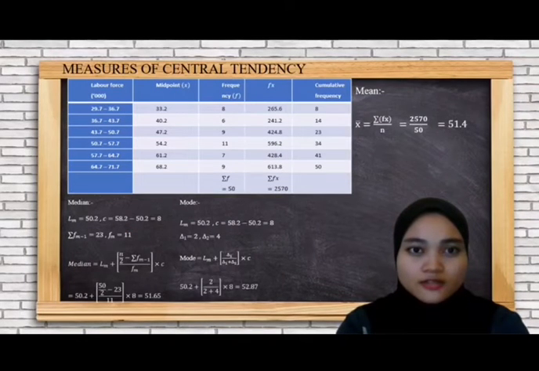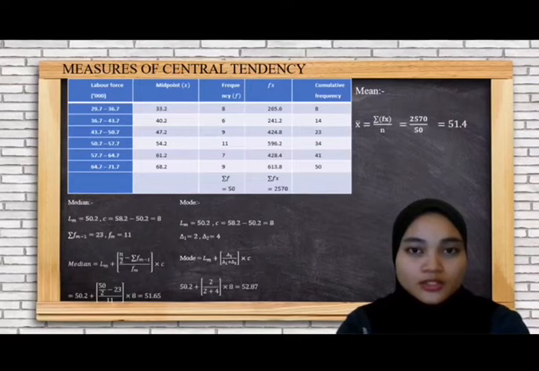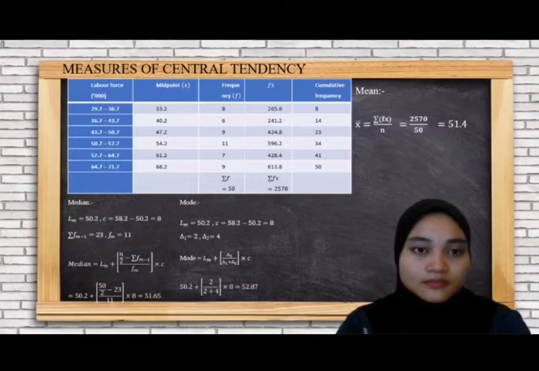A measure of central tendency is a value that represents the center of a distribution. There are three measures of central tendency used for this group data, which are mean, median, and mode. For the mean, the class frequency is multiplied by the midpoint of the class, then divided by the total frequency.